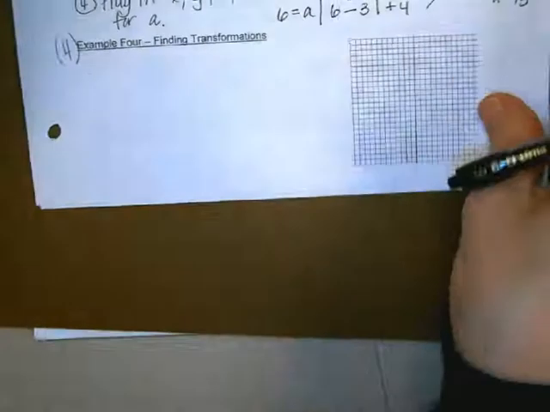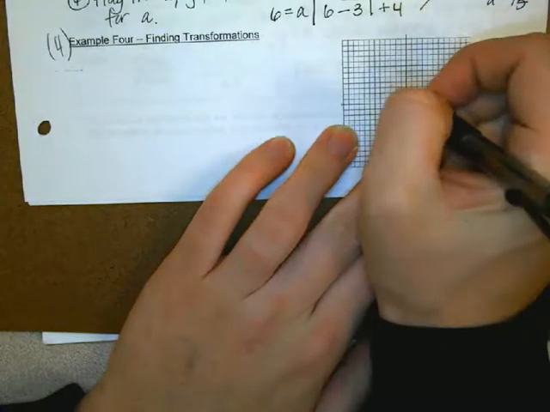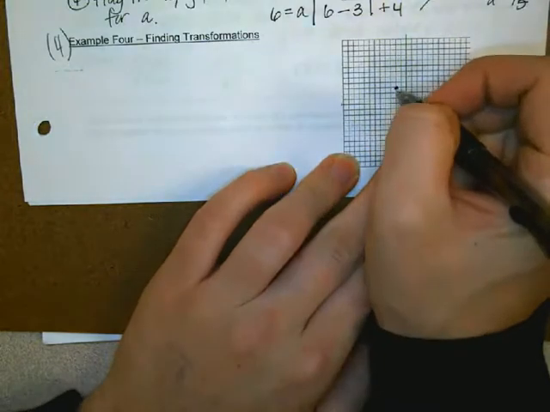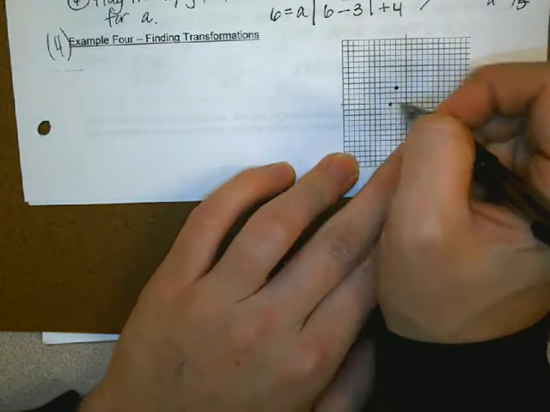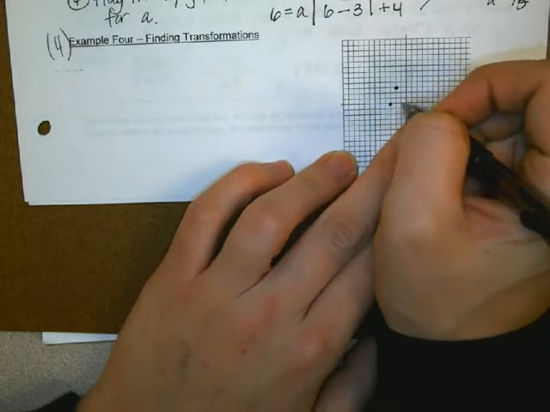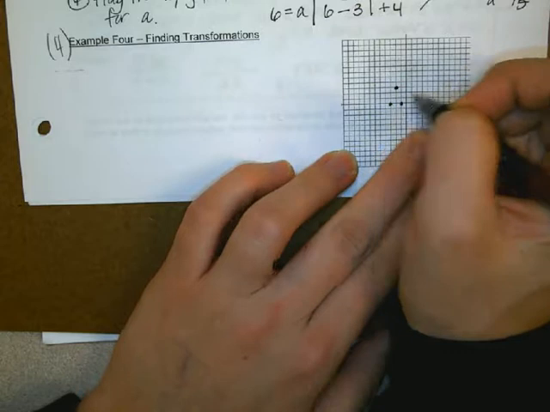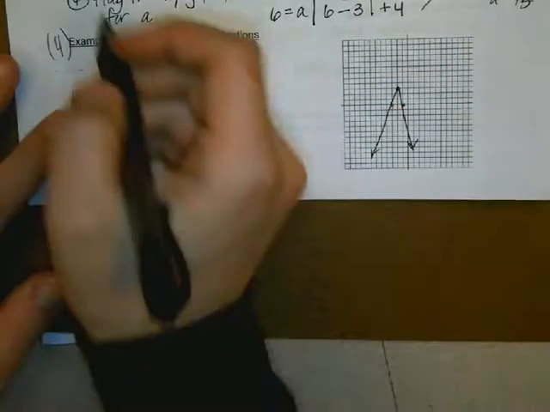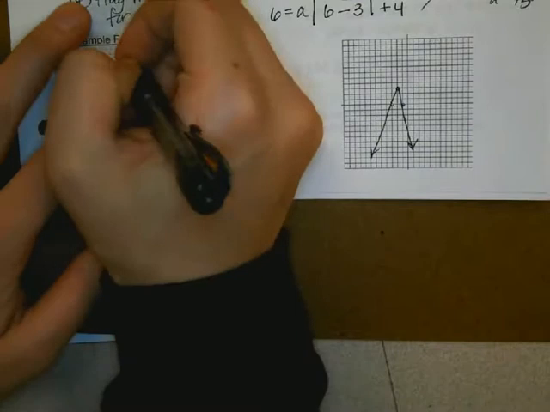Okay, let's draw another graph. Put a point at -2, 3, and then one at -1, 0, and -3, 0, and draw your graph. Okay, so same thing, except I'm not going to write out the steps again.